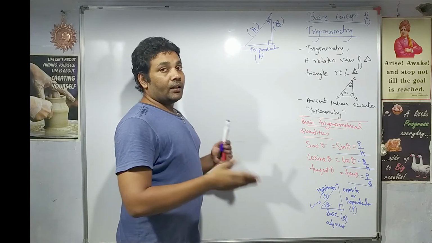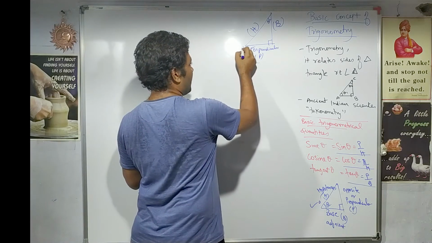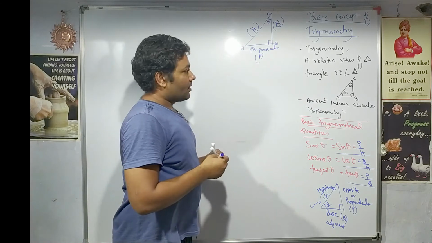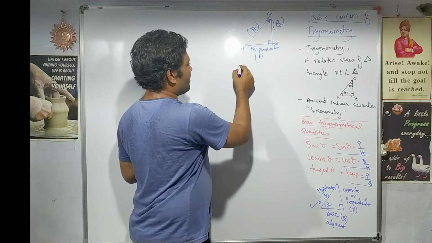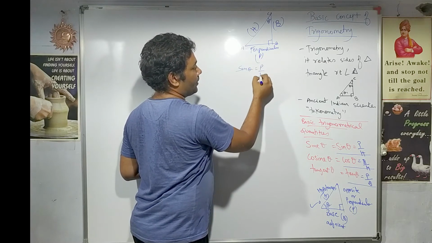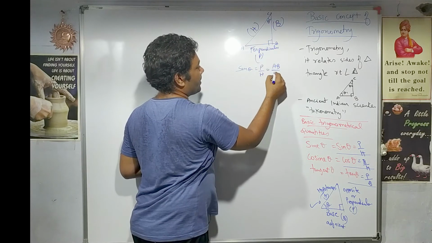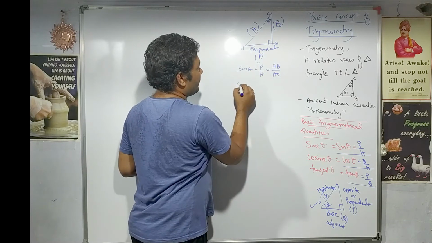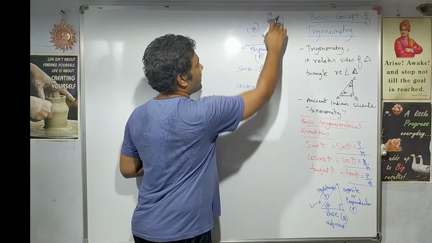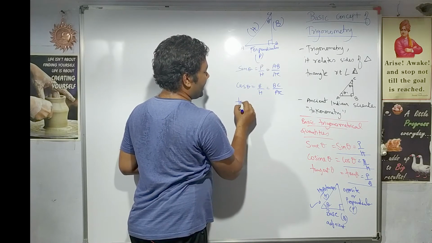Let us see it the other way. Once again we understand the same thing with the help of this triangle ABC. With reference to this triangle ABC, what is the value of sine theta? Perpendicular upon hypotenuse. The perpendicular is AB and the hypotenuse is AC. Similarly, cos theta is base upon hypotenuse. The base is BC, and the hypotenuse is AC.